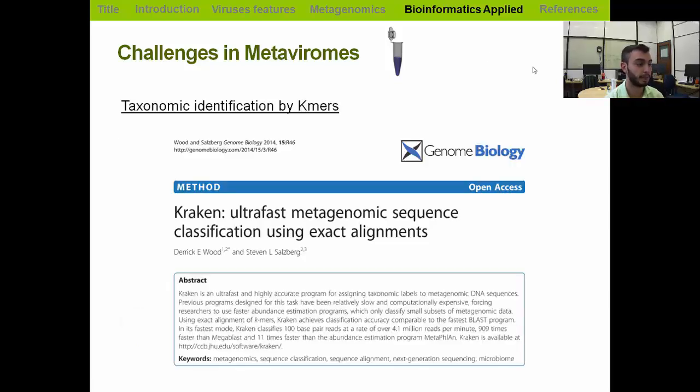Here you can use an approach based on k-mers to proceed with the taxonomic identification. This is a software that we are using here in the lab. It's Kraken. Kraken studies the k-mer composition, and with this composition it applies some heuristics, and this heuristic allows it to infer the taxonomic identification.